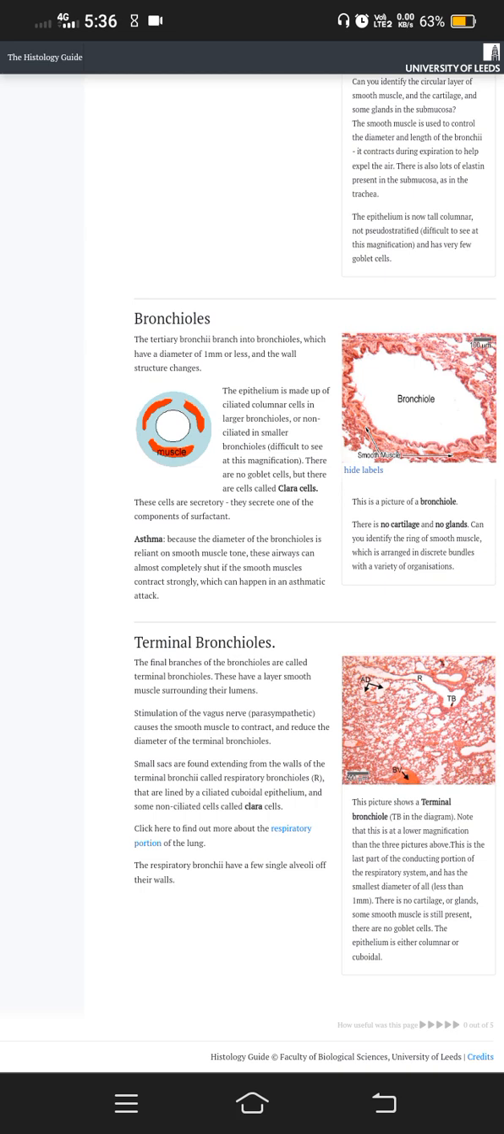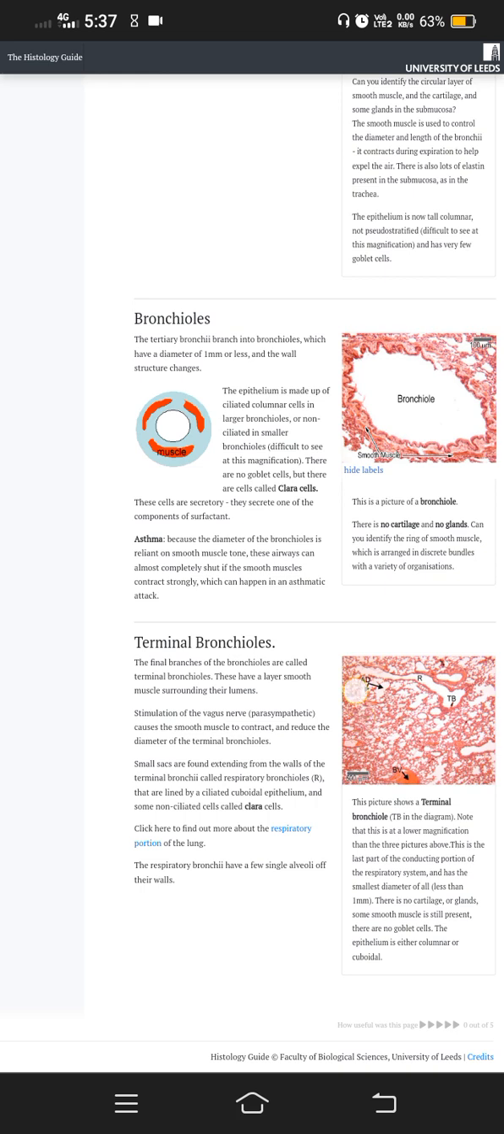Stimulation of the vagus nerve, parasympathetic, causes the smooth muscle to contract and reduce the diameter of the terminal bronchioles. Then small sacs are found extending from the walls of the terminal bronchi called respiratory bronchioles that are lined by a ciliated cuboidal epithelium and some non-ciliated cells called Clara cells.